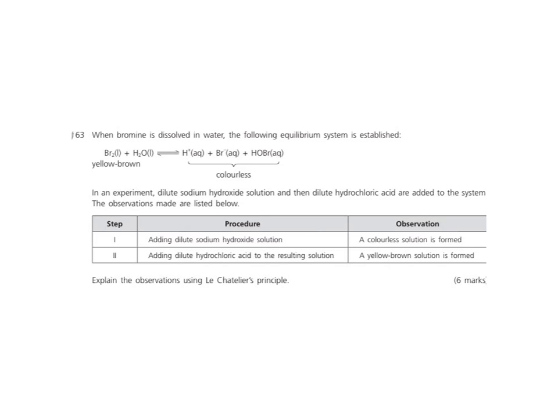We've got bromine dissolved in water, and this equilibrium established. In an experiment, some dilute sodium hydroxide and then some dilute hydrochloric acid are added. Explain the observations with Le Chatelier's principle. Adding sodium hydroxide, the hydroxide ion will react with the hydrogen ions in the equilibrium to produce water.